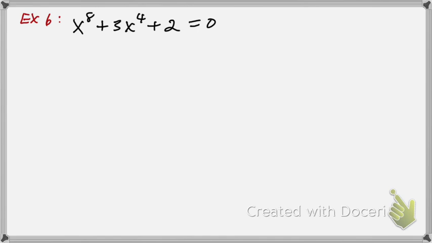I'm looking for a form. Is my highest exponent even? Yes, it is. Hurdle number 1. Is it twice as big as the middle exponent? Yes, it is. So that means this is quadratic form. Now, it's not a quadratic equation, but it's got the form of one.